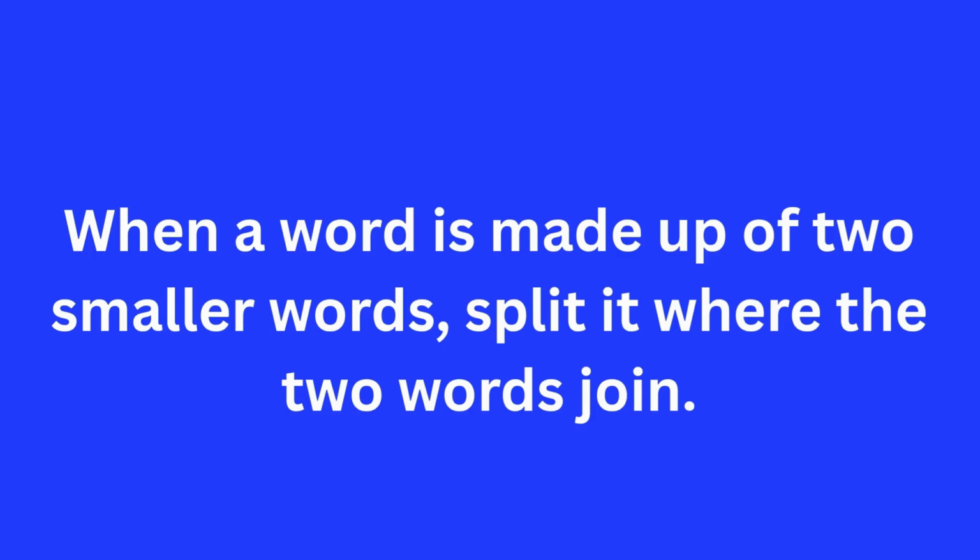So remember this important rule. When a word is made up of two smaller words, split it where the two words join. This simple technique can make reading, pronunciation, and spelling much easier and more enjoyable. Keep practicing these syllable rules, and gradually your English spelling confidence will continue to grow.